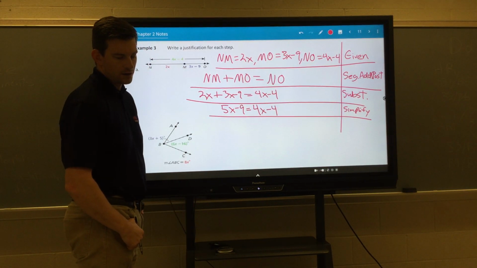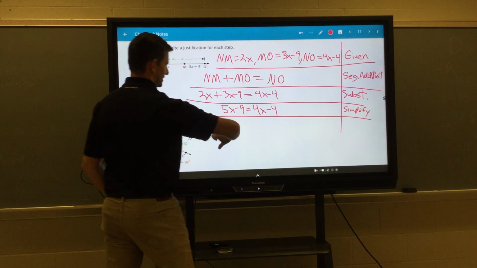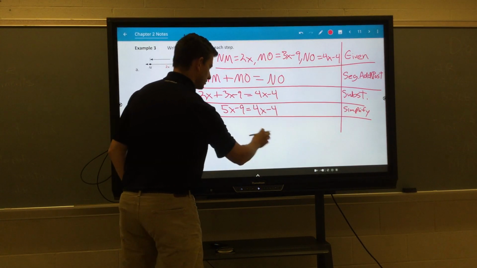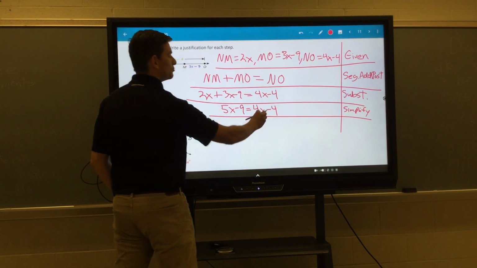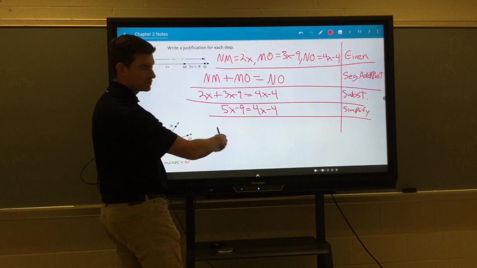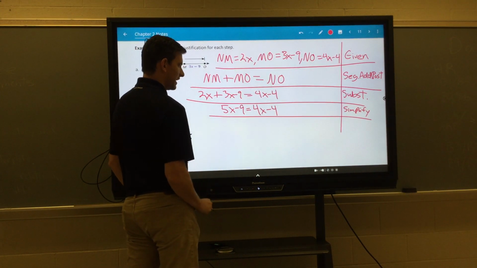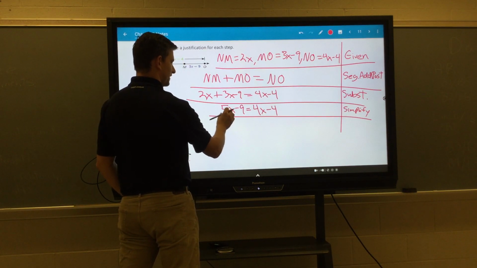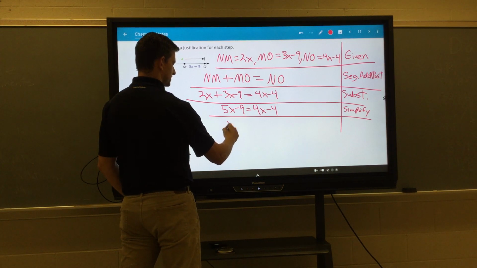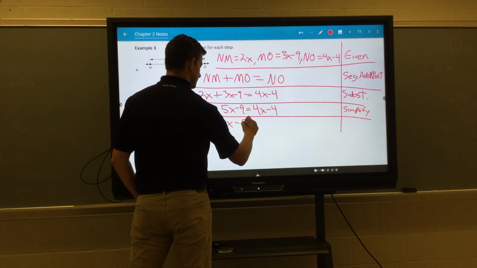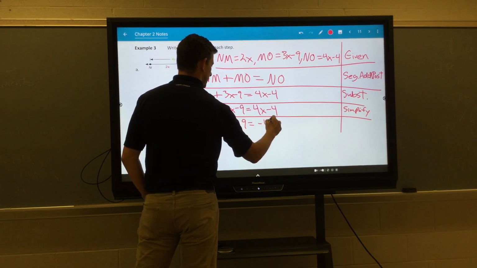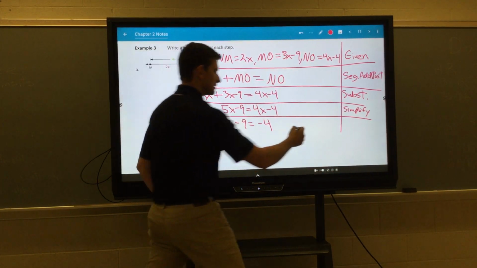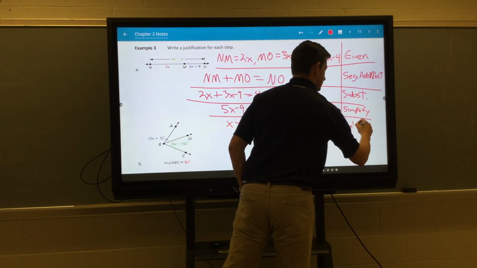Now, you can write it as a separate step. Algebraically, I think a lot of us are in the place where we're not writing the minus 4x. You're welcome to if you want to write that. But we're going to subtract away the 4x from both sides. 5x minus 4x leaves us with a single x value. Minus 9, negative 4. And what we've done, subtract away from both sides, subtraction property of equality.